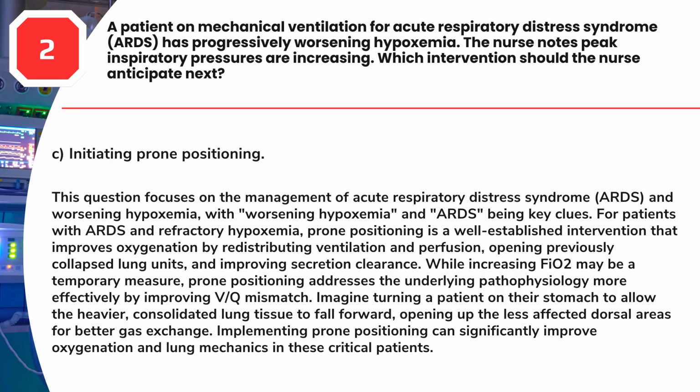While increasing FiO2 may be a temporary measure, prone positioning addresses the underlying pathophysiology more effectively by improving V/Q mismatch. Imagine turning a patient on their stomach to allow the heavier, consolidated lung tissue to fall forward, opening up the less affected dorsal areas for better gas exchange. Implementing prone positioning can significantly improve oxygenation and lung mechanics in these critical patients.